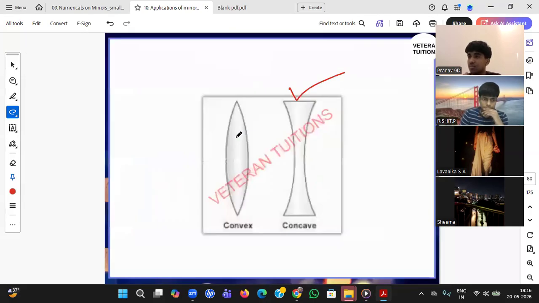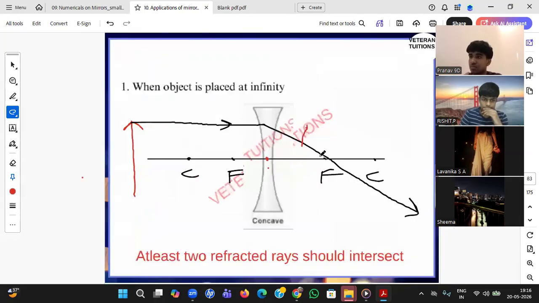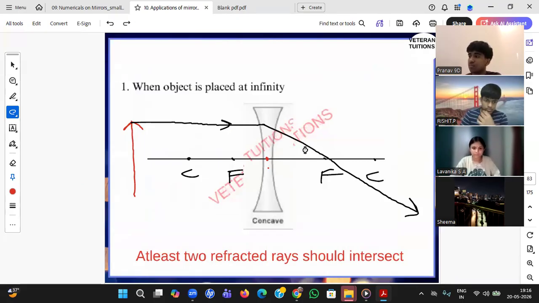Okay, so let me see that. Here, what I have drawn is totally wrong, sir. It will not converge. It will diverge. Okay, so that's the reason, student. My particular ray will go like this.